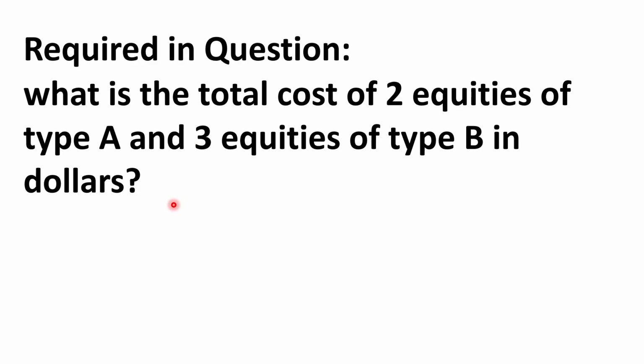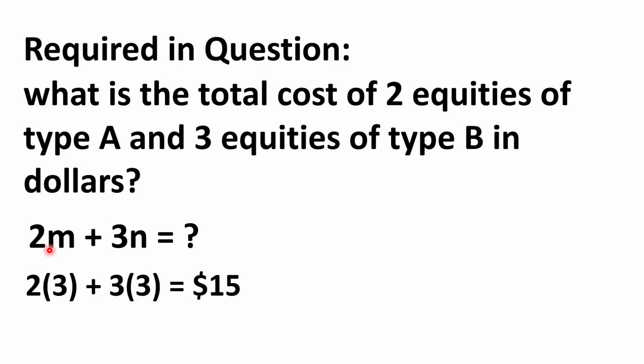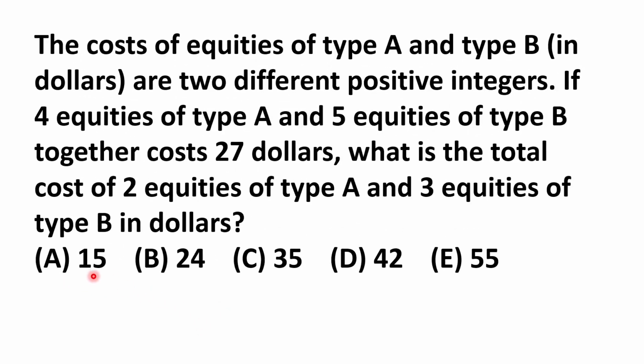So now we can calculate these values, that is 2M for two equities of type A, and three equities of type B will become 3N, and now we will put the values of M and N over here. So this will become 6 and this will become 9. So 9 plus 6 equal to $15. So our final answer is $15.